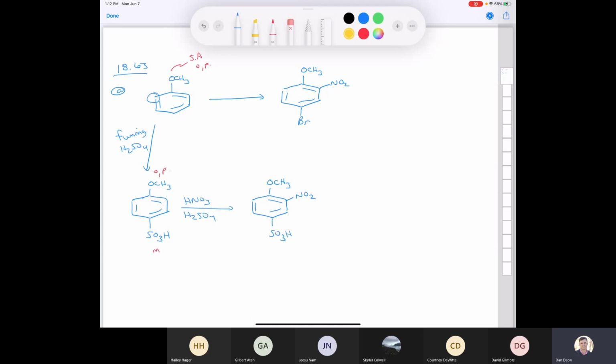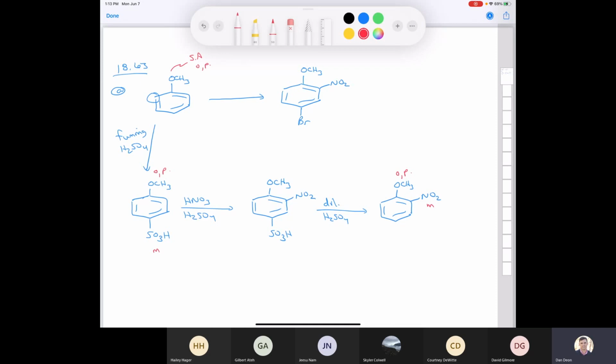Now we just need to trade the sulfonic acid for a bromine. But the good news is that if we were to get rid of the sulfonic acid, which we would do using dilute sulfuric acid, so we'll put dilute H2SO4. Now we just have ortho-nitroanisole, this compound here. Okay, now we've got an ortho para director, and we've got a meta director.